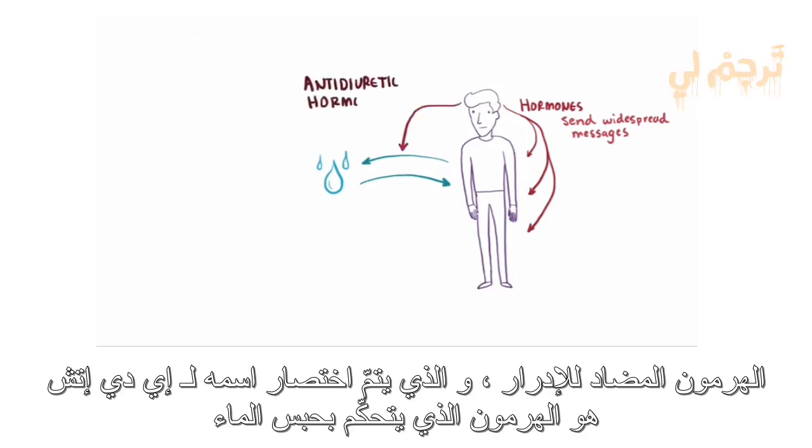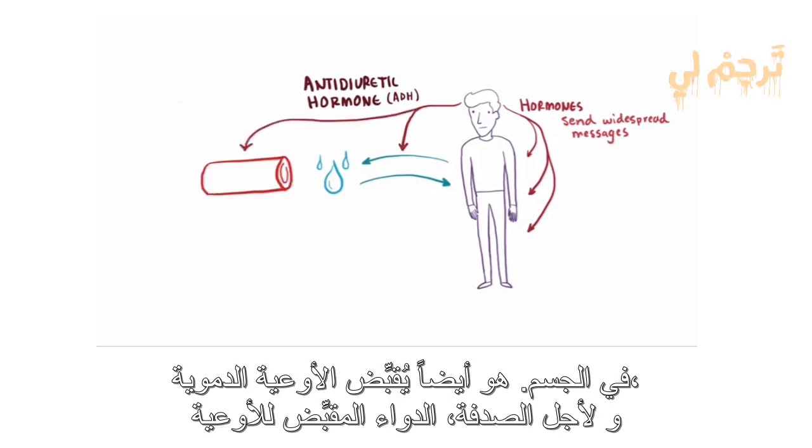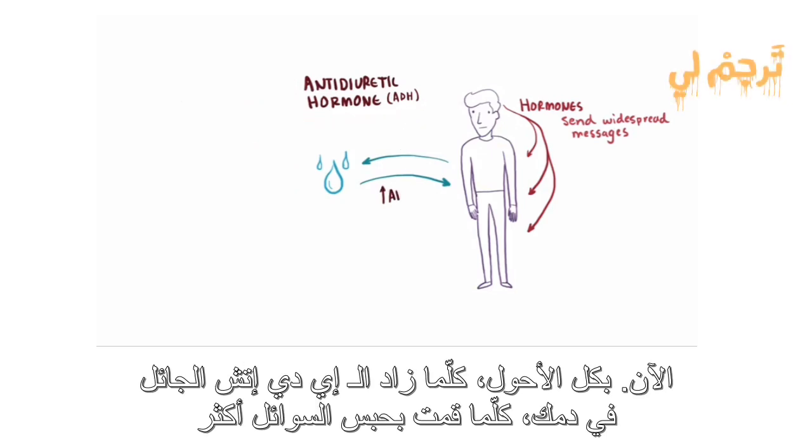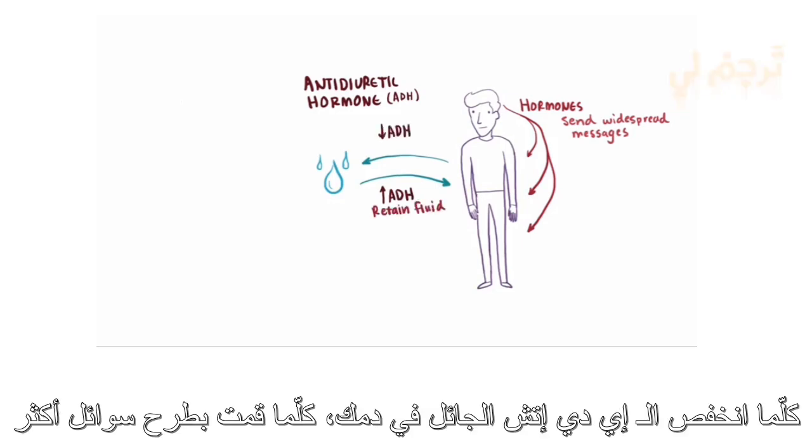The antidiuretic hormone, abbreviated as ADH, is the hormone that controls water retention in the body. It also constricts blood vessels, and incidentally, the vasoconstrictor drug called vasopressin is just ADH. So anyways, the more ADH floating around in your blood, the more fluid you retain. The less ADH in your blood, the more fluid you excrete.